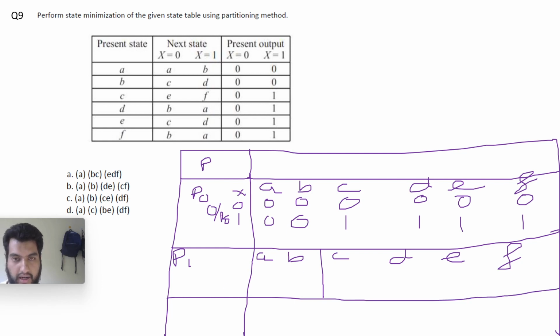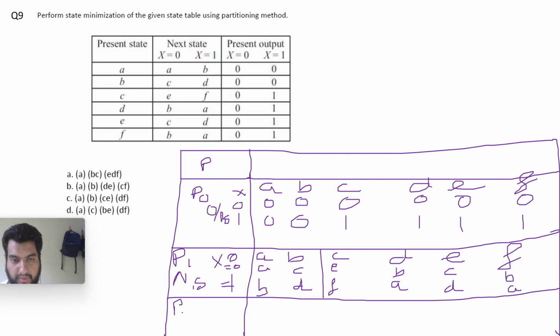Now I have to write the next states based on the input x equal to 0 and x equal to 1. So A has states A, B has states C, D, C has states E, F, D has states B, E has states C, D, F has states B, A.